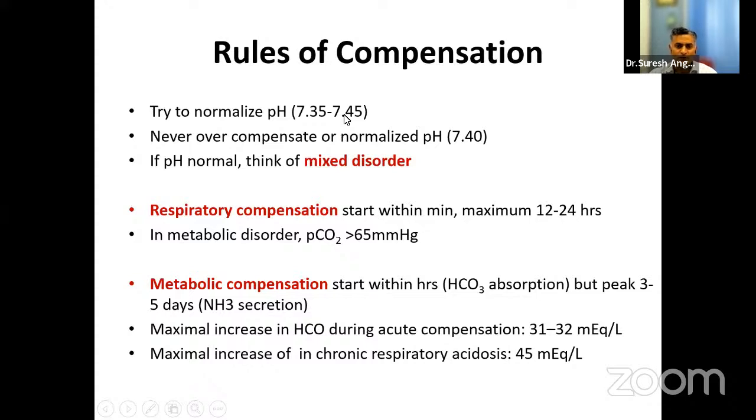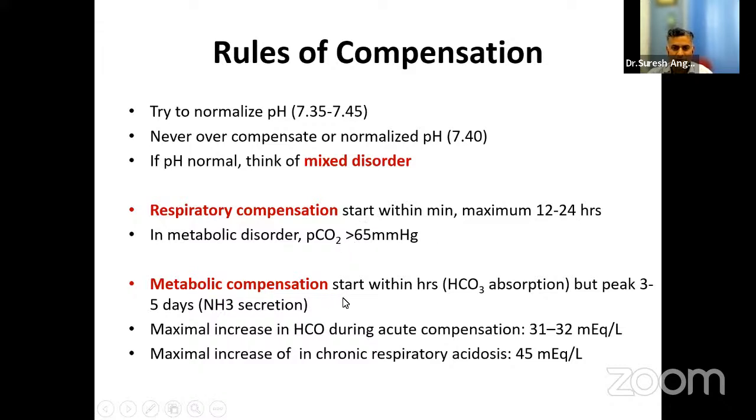Coming to important rules of compensation. The body always tries to normalize the pH, but it will never overcompensate or normalize the pH exactly to 7.4. So whenever the pH is normal or there is overcompensation, then think of a mixed disorder. Respiratory compensation starts within minutes, but it will reach maximum in 12 to 24 hours. And in metabolic disorders, CO2 may increase to more than 65 millimeters of mercury.